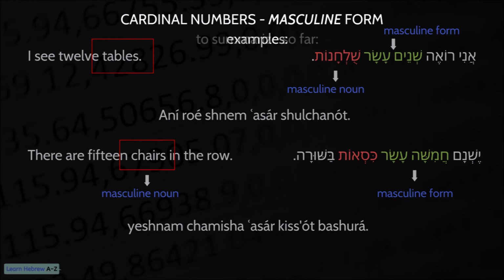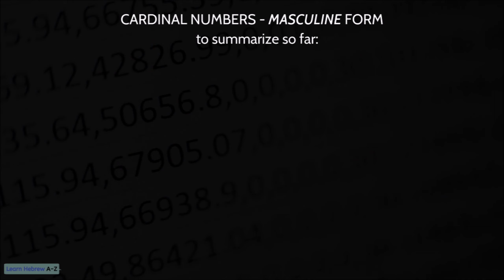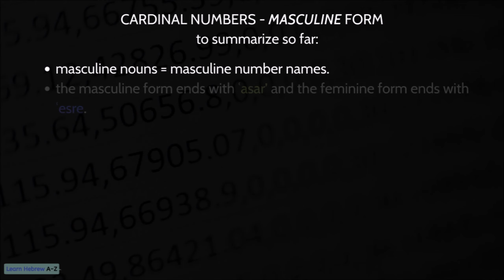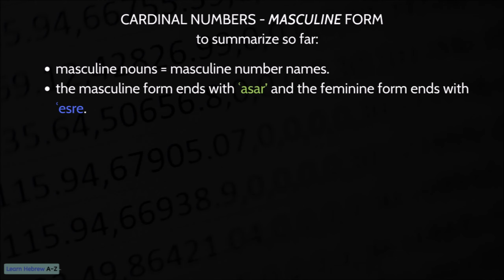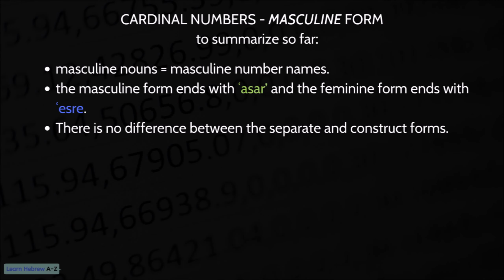To summarize so far, with nouns of the masculine gender, we use the masculine number form. We can see that the masculine form ends with 10 and the feminine form ends with 10. There isn't any difference between the construct state form of the numbers and the singular separate form of the numbers. We use the same form for both.